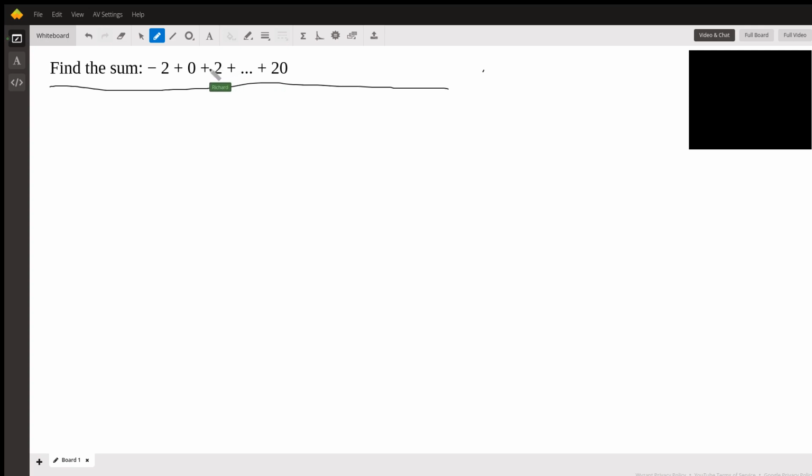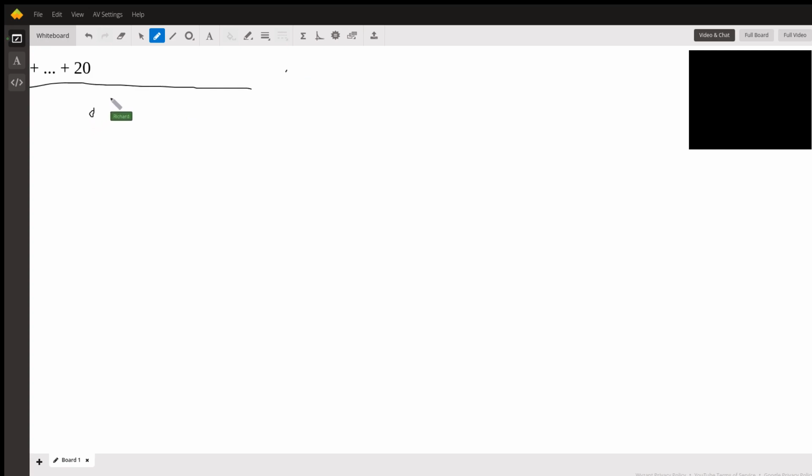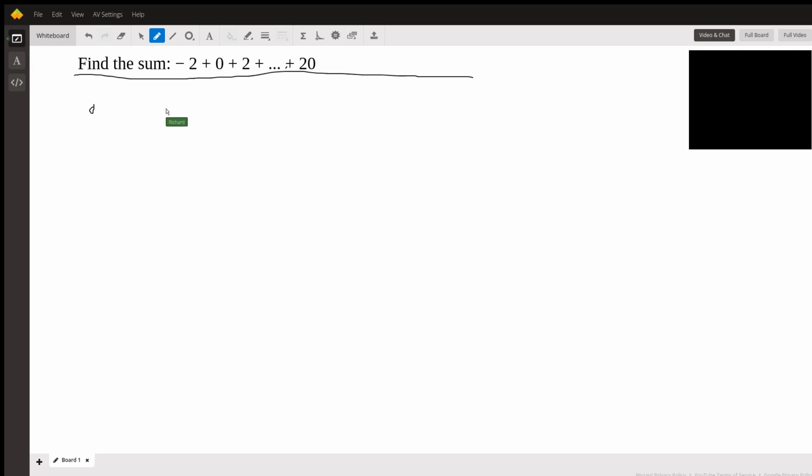An arithmetic sequence is where the difference between any adjacent terms is always the same. And you can see that the difference here is 2, because this went up 2, and then it goes up 2 more. So our difference is 2, and that tells me it's arithmetic. I'm just going to make a note that the difference is 2, and it's arithmetic.